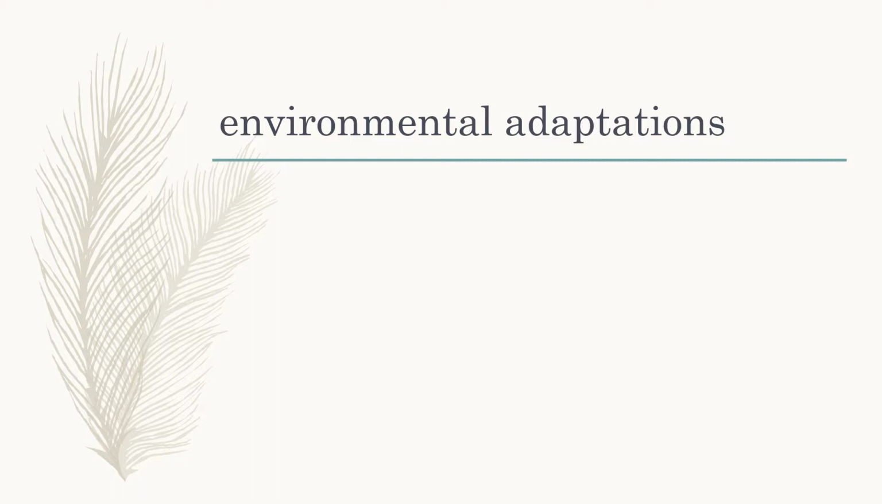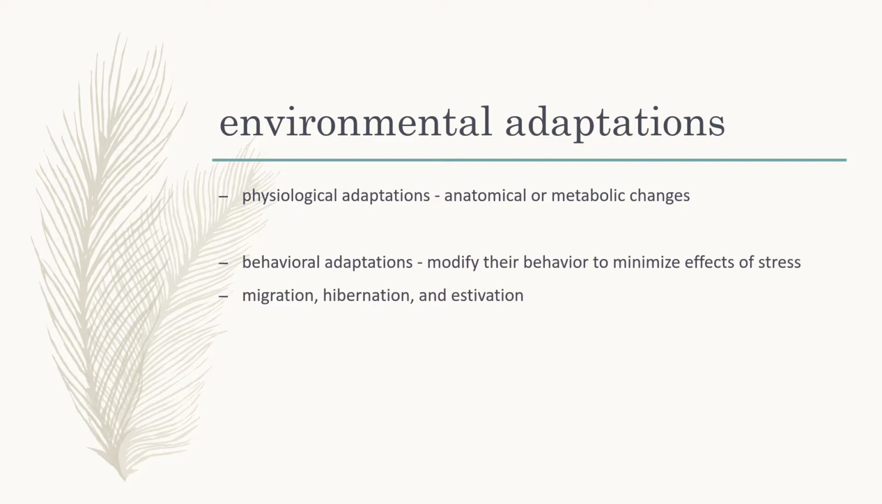Similar to plants, animals depend on environmental adaptations in order to thrive. One type of adaptation are physiological adaptations, in which anatomical or metabolic changes occur. Examples of this would be animals in the cold climates having thick fur or dogs having webbed feet in order to swim better. Another type is behavioral adaptation, in which animals modify their behavior in order to minimize the effects of stress on their environment. Three examples would be migration, in which animals move regions periodically, hibernation, in which they spend the winter in a dormant condition, and estivation, or spending the dry hot period in a torpid state.